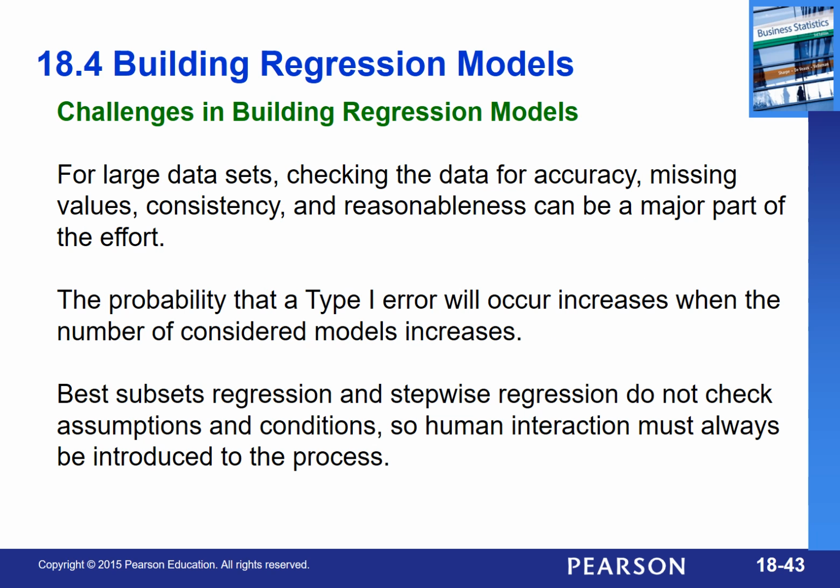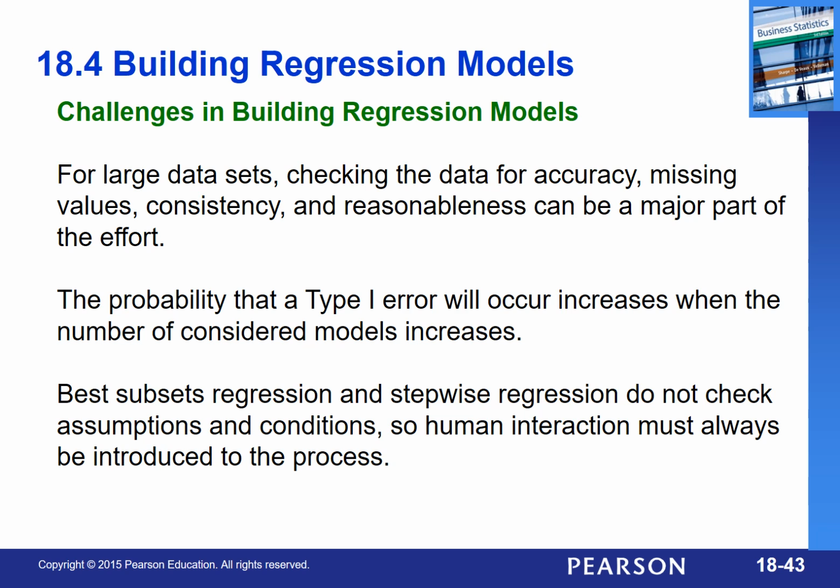Okay, so what are the challenges behind this? For large data sets, being able to check accuracy, missing values, consistency, and reasonableness is a huge effort. As you go through this, there's lots of ways you could end up making errors. In particular, as you have more and more variables present in your model, the more likely it is that you have a type 1 error occurring.